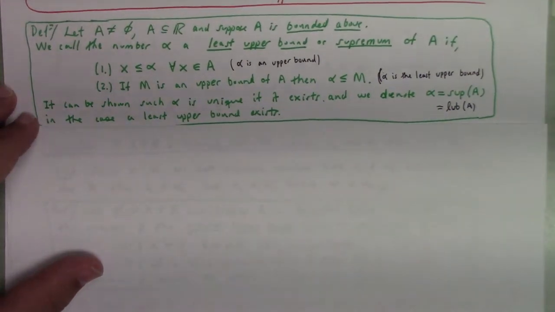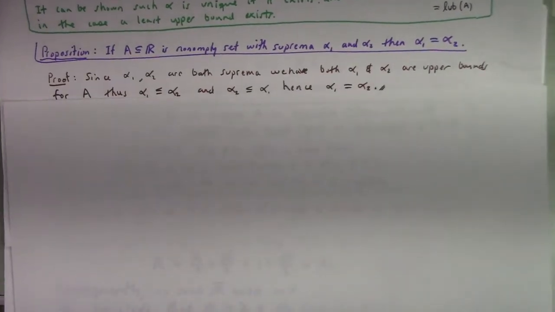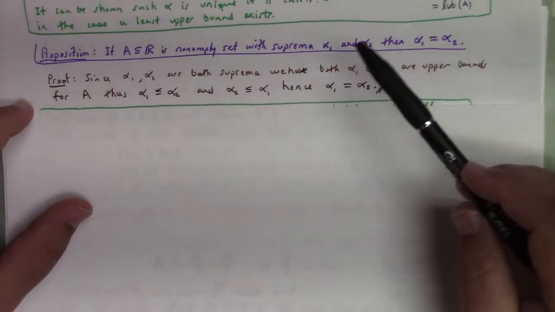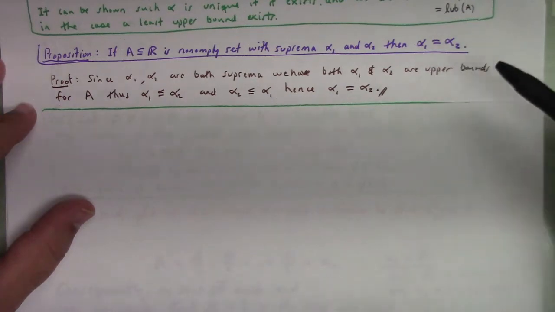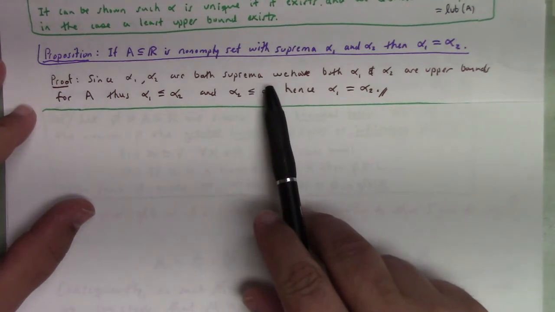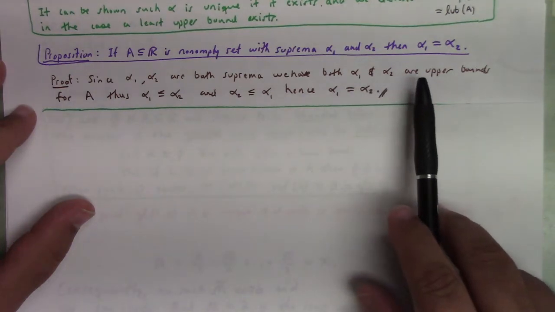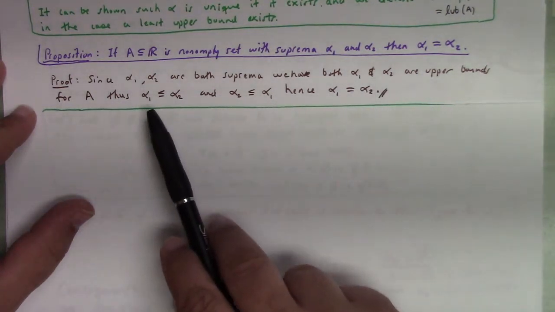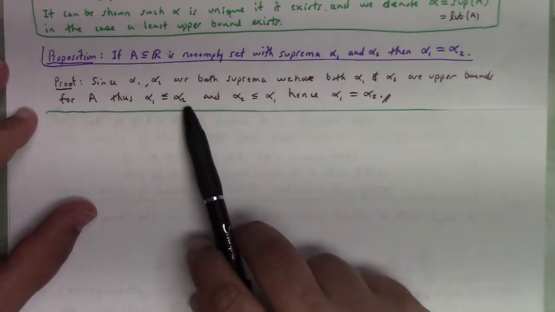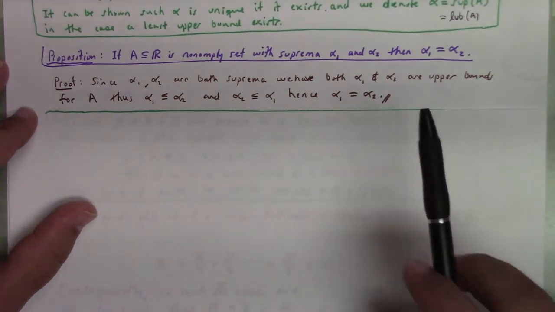So let me just go through the proof that it's unique if it exists. It doesn't take much. Here it is. Proposition: if A, a non-empty subset of the reals, has suprema alpha 1 and alpha 2, then alpha 1 equals alpha 2. All right. Since alpha 1 and alpha 2 are both suprema, or supremums, both alpha 1 and alpha 2 are upper bounds for A, but they're also least upper bounds, which means alpha 1, excuse me, is less than or equal to alpha 2, and alpha 2 is less than or equal to alpha 1, so it follows that alpha 1 equals alpha 2.